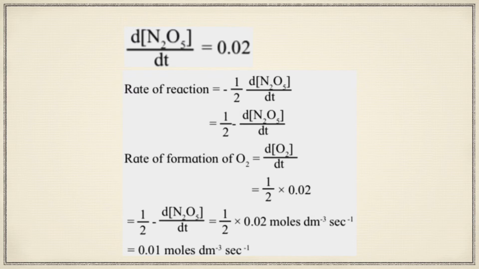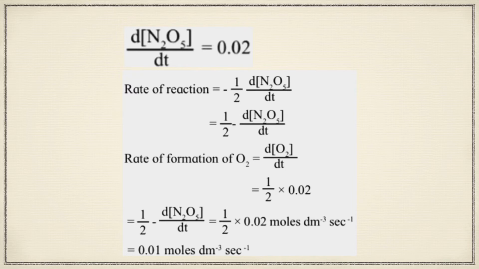It is written in the question that N2O5 disappears at a rate of 0.02 moles per dm cube second inverse. So by this I can write d by dt of concentration of N2O5 is equal to 0.02. This is what is given in the problem. So by using this I can find out the rate of the reaction, the rate of formation of oxygen as well as the rate of formation of NO2.